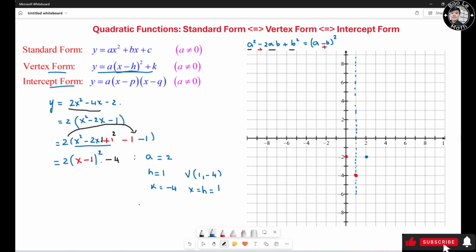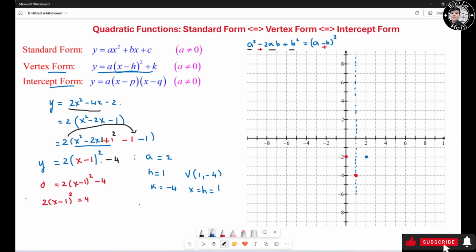Now I need to find the zeros. In order to find the zeros, I just let y equal to 0. So this is y, and I let this one equal to 0. So I have 0 equals 2 times x minus 1 altogether squared minus 4. Now I need to add 4 to both sides, so it turns out to be 2 times x minus 1 altogether squared equal to 4.